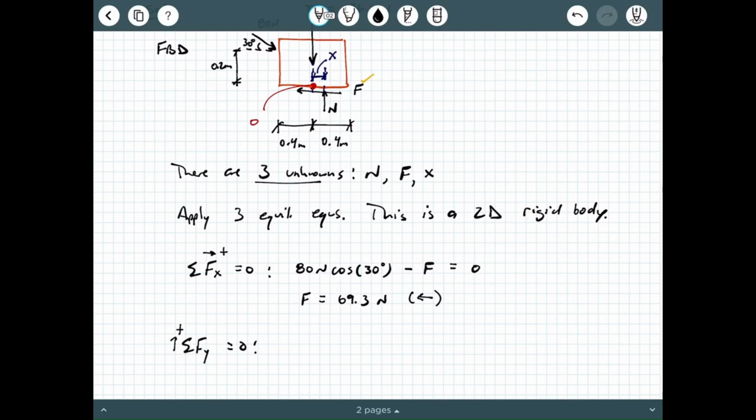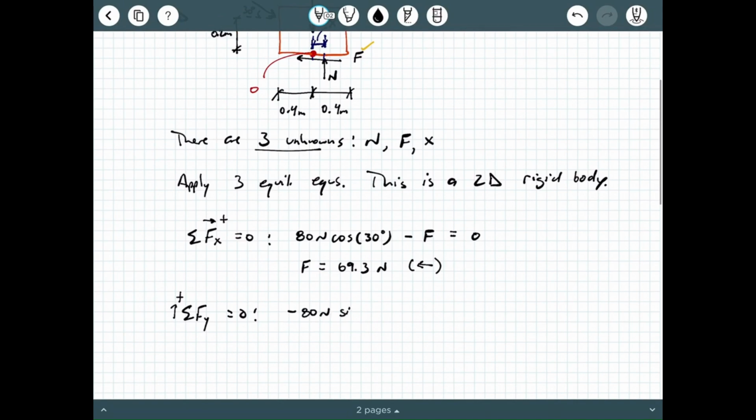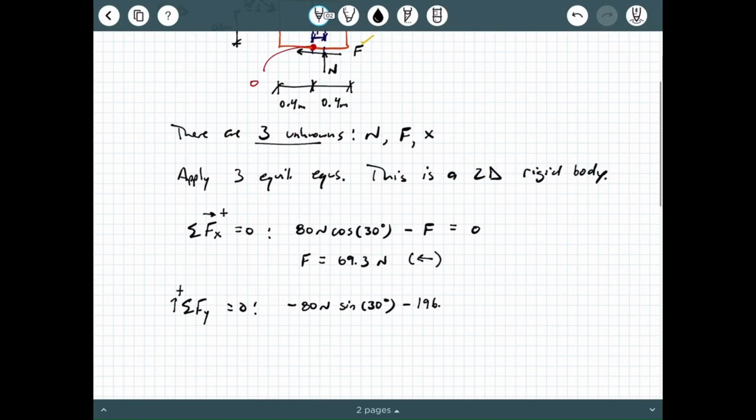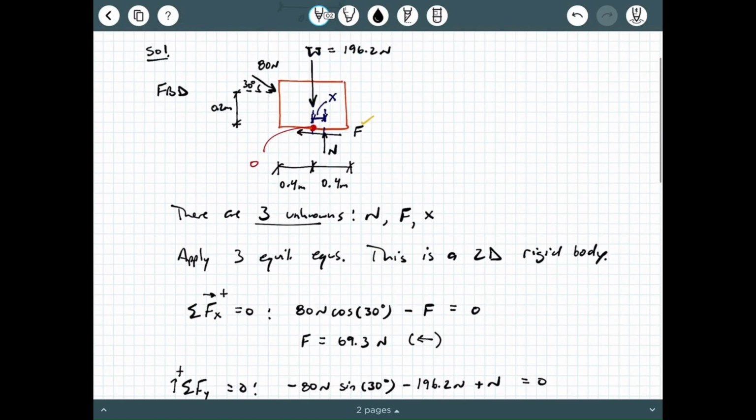Now what we can do is say sum of the forces in the y direction equals 0. We take up as positive. When we sum forces in the y direction, we're going to have minus 80 newtons times the sine of 30 degrees, minus the weight, so minus 196.2 newtons, and then plus the normal force N equals 0. That's everything in the vertical direction. So we can do some rearranging, solve for the normal force, and we should end up getting a positive 236.2 newtons. The positive indicates that this normal force is in fact pointing up, which is the direction we assumed.